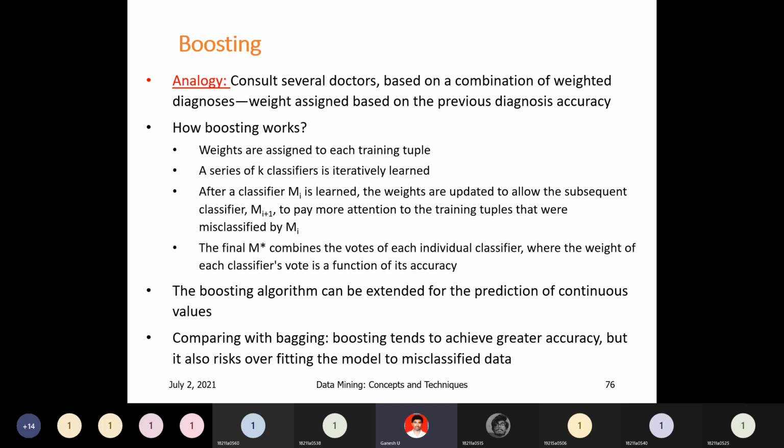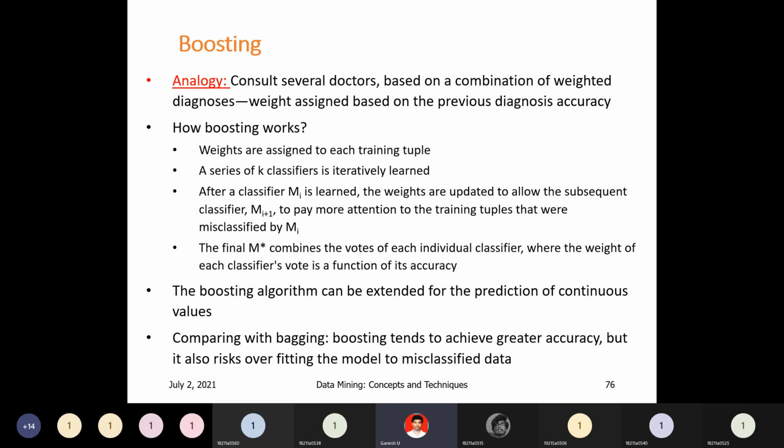After a classifier Mi is learned, the weights are updated to allow the subsequent classifier. That is the main difference between bagging and boosting. In bagging, there is no subsequent classifier; here, the subsequent is there. So in bagging, what is the process? Model 1 creation, model 2, model 3, model 4, and so on up to model 10. We just combine all of those into M star. But in boosting, M1, next M2, and M2 is better than M1. M3 is better than M1 and M2. M4 is better than M1, M2, M3. Why? Because it is a subsequent classifier.